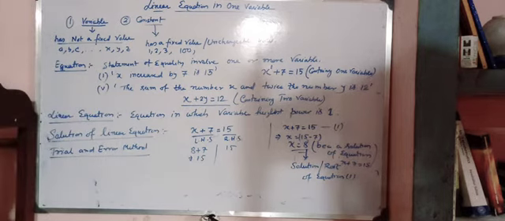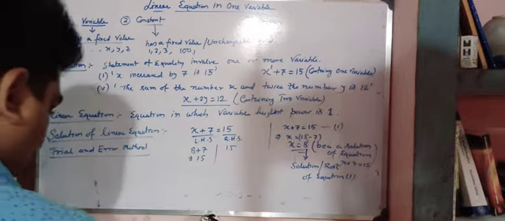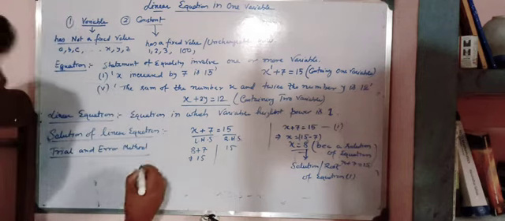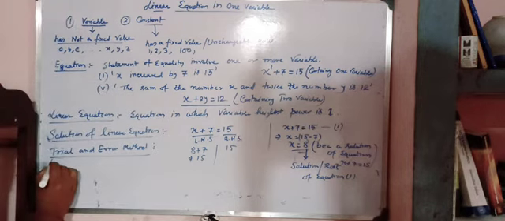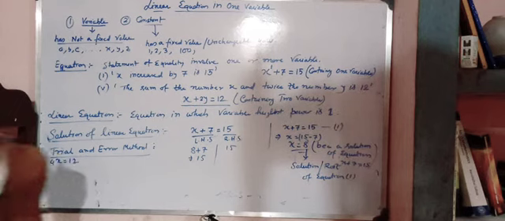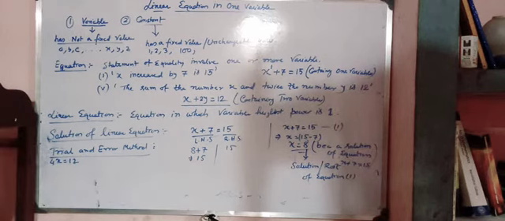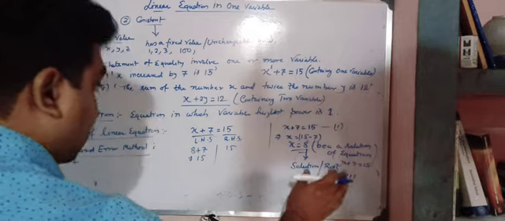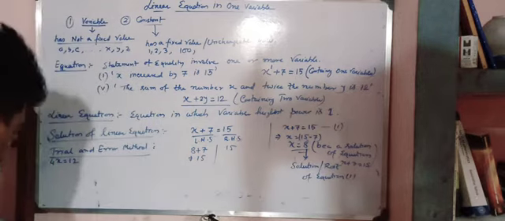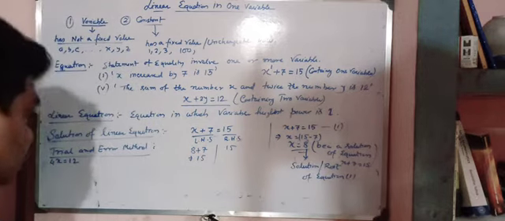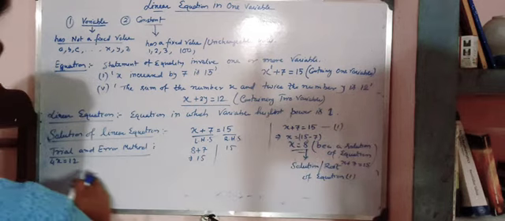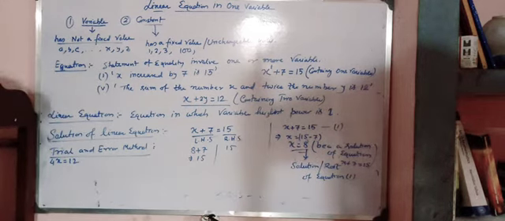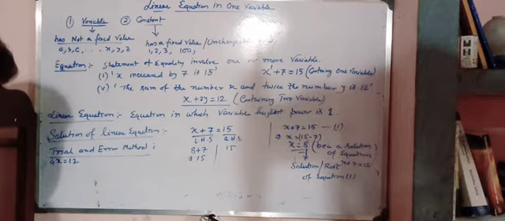I am showing you one example. The equation given is 4x equal to 12. We have to solve it by the trial and error method. This is the general method of solving. This is not the trial and error method. This is the trial and error method, what I am showing you.